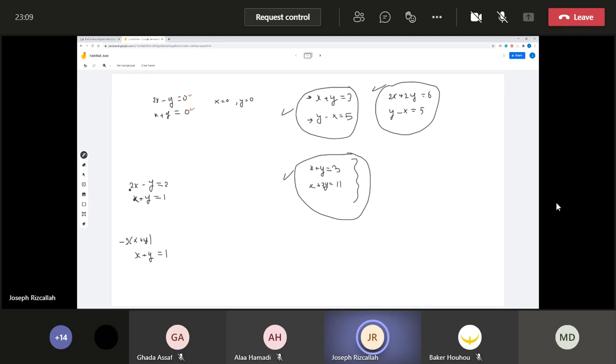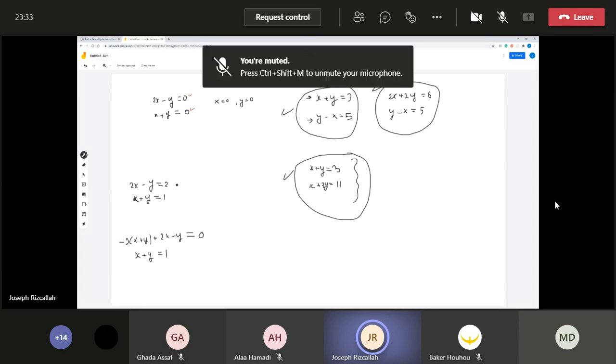Plus the left-hand side here. Plus 2x minus y. And of course, I have to do exactly the same in the right-hand side. So I multiplied this one by -2, and I added it to 2, right? So this will give me just 0 here, right? Do you agree? -2 times 1 plus 2. This will give me 0.